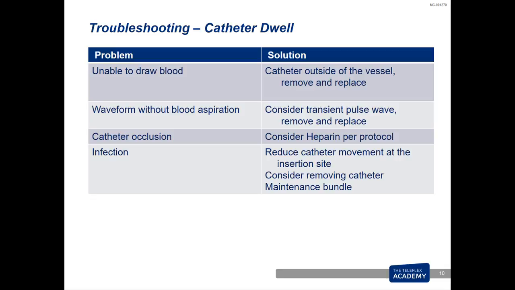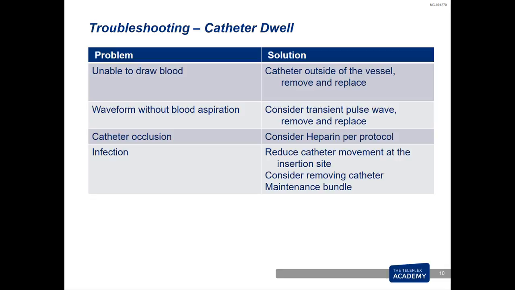So for catheter occlusion, again, you're going to consider heparin. And then from an infection risk reduction strategy, you really want to reduce catheter movement. And it's no longer in our guideline to suture arterial catheters. So in your practice, think about how you secure your catheter. Do you use steri-strips? Do you use a sutureless securement device? Or do you use a dressing that has a reinforced securement option within the dressing itself?